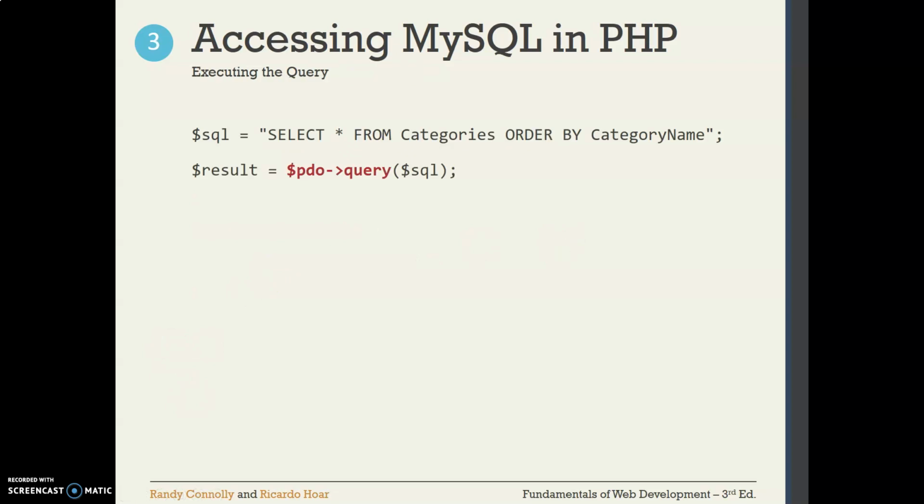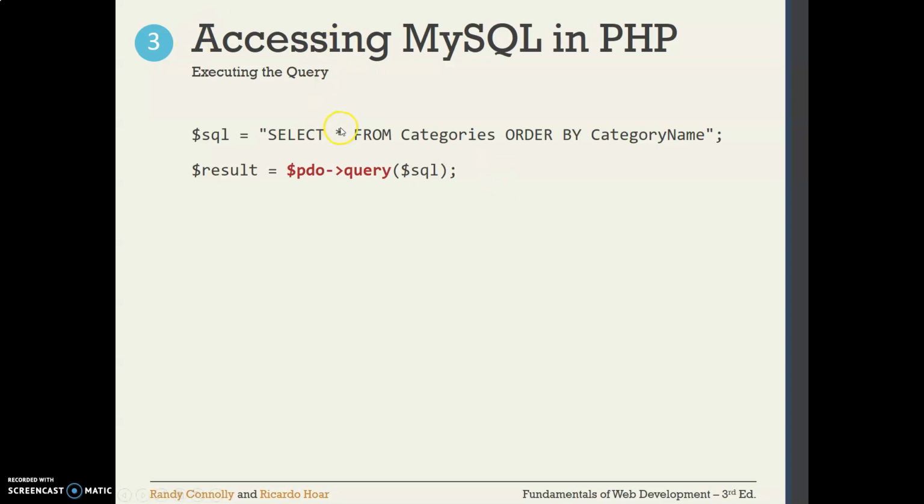In accessing MySQL with PHP, the real heart is number 3, executing the query. So we typically are going to have some kind of a string, which is going to consist of the SQL that we want. And then we're going to make use of a method of the PDO object called query, which, as you can see, takes a single parameter, some sort of SQL string.